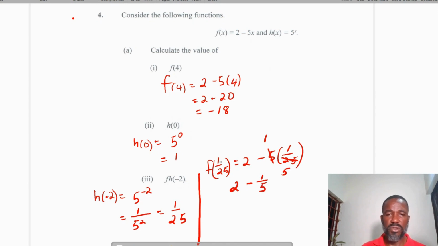Okay? Now, what we can do is find the common denominator here. What is the common denominator? 5. You agree? So 5 twos will give us 10, minus 5 into 5 will go 1 time, 1 times 1 will give you 1. So that is equal to 9 over 5. So 9 over 5 is the same as saying 1 and 4 over 5.